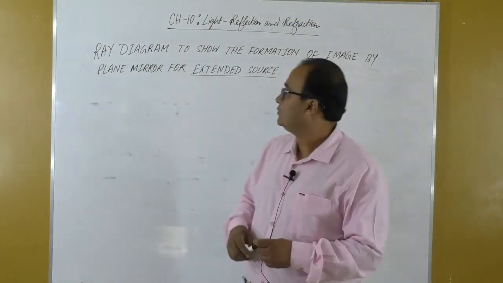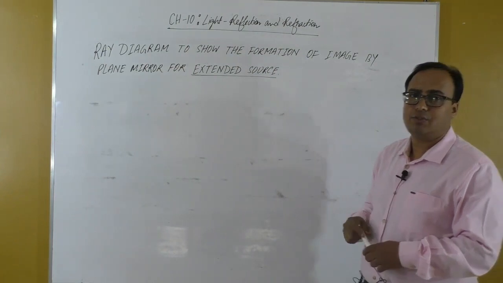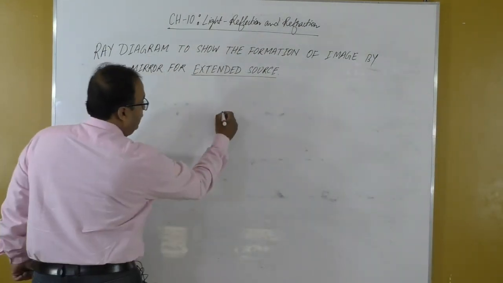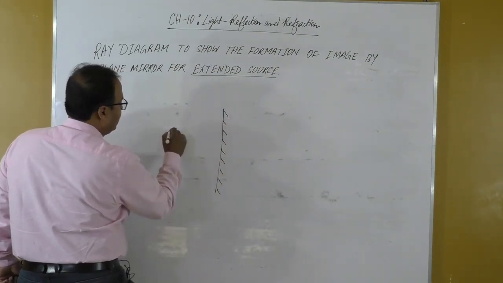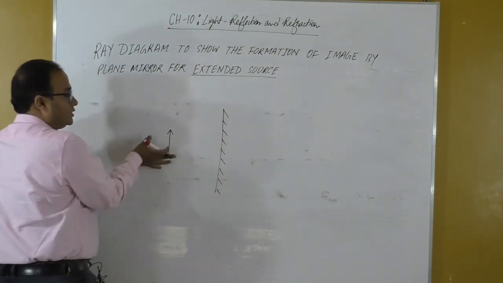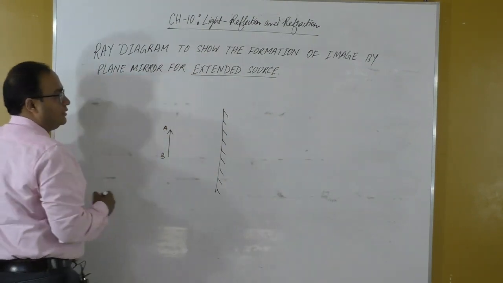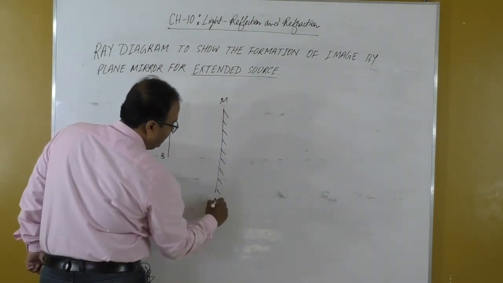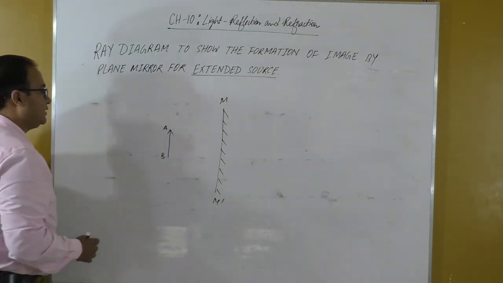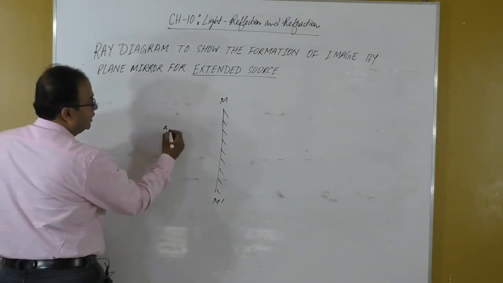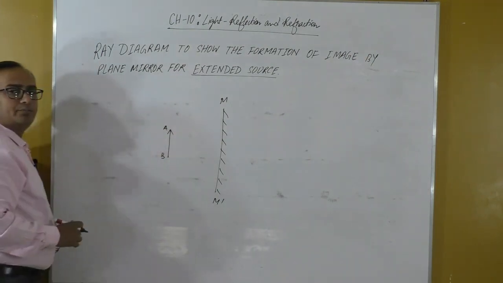Now we'll discuss how to draw a ray diagram to show the formation of image by plane mirror for an extended source or extended object. For that, we can draw the plane mirror vertically, and we can place an object or source in front of it. This time the source is an extended one. Let this be AB, and the mirror be MM dash. So instead of drawing image for each and every point of the object, we will try to draw image for the topmost point, that is A, and the bottommost point, that is B.